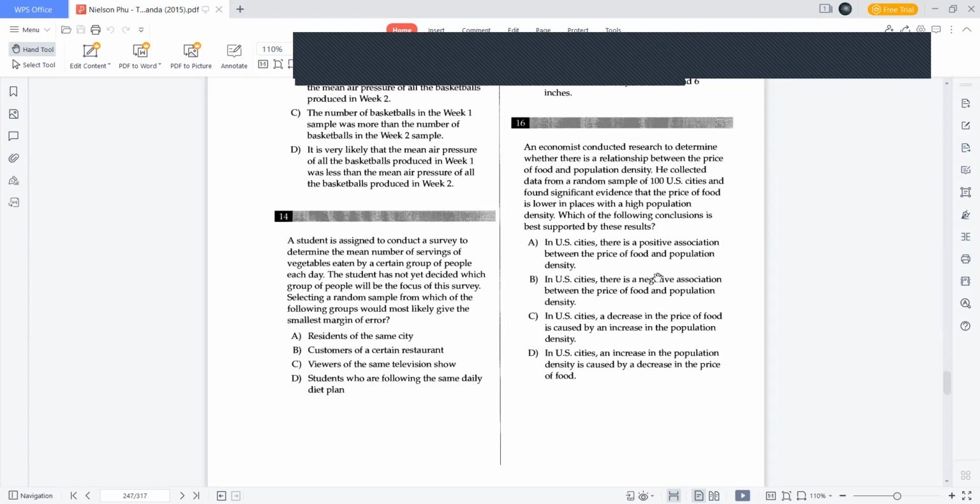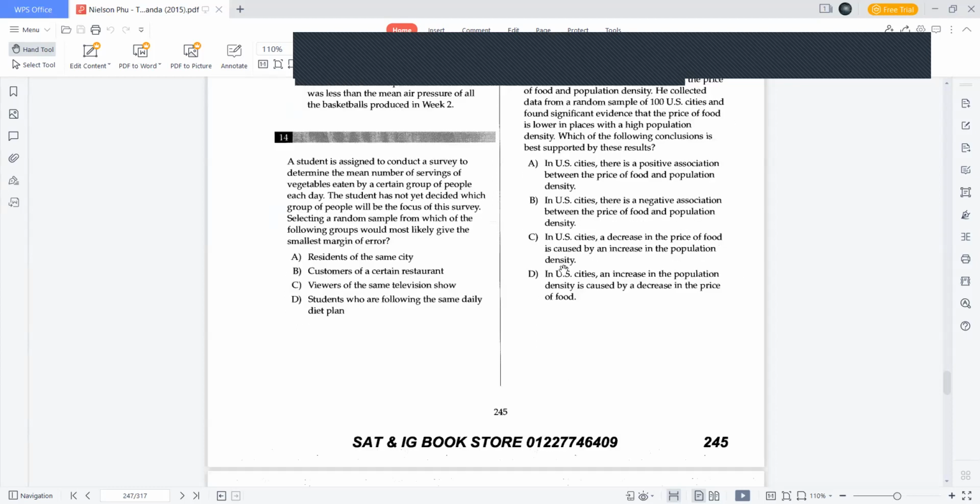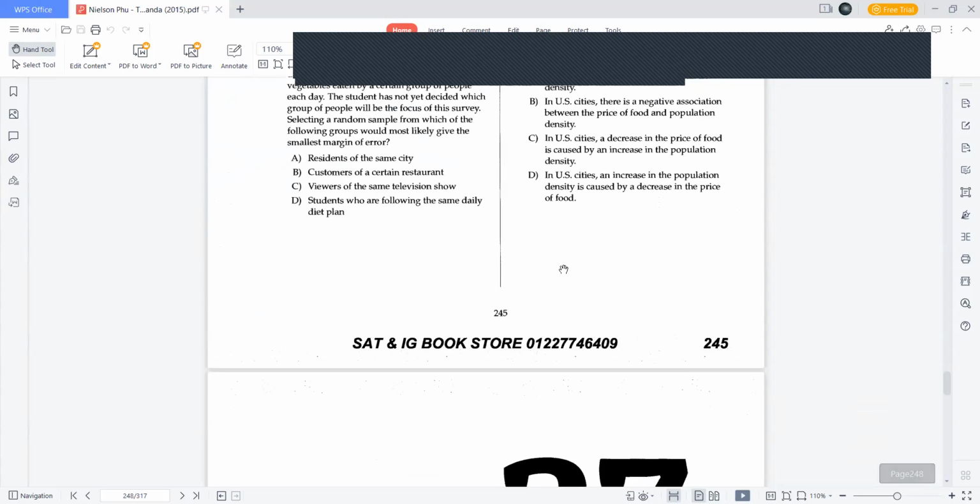So is it a positive association or a negative association? Based on what it said, he collected data from a random sample of 100 US cities and found significant evidence that the price of food is lower in places with a high population density. Lower, higher. That's a negative association. So the answer is B. And that's it for statistics 2.